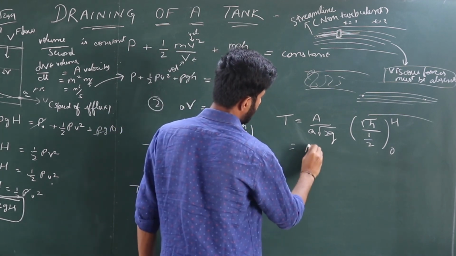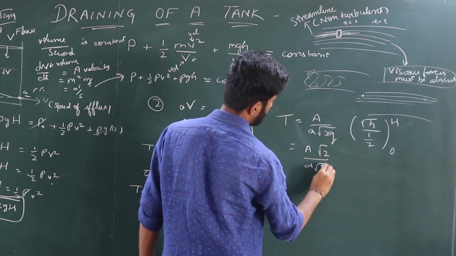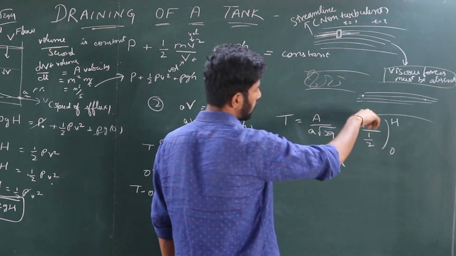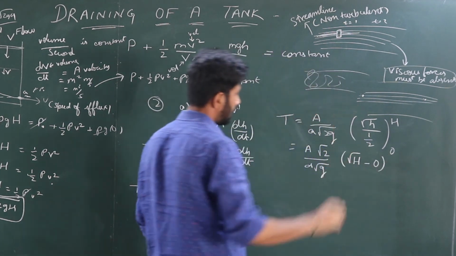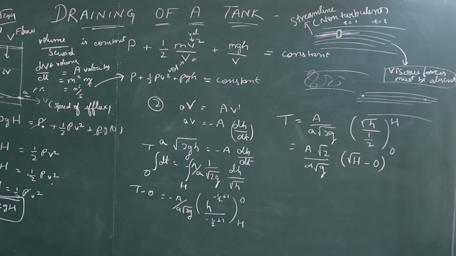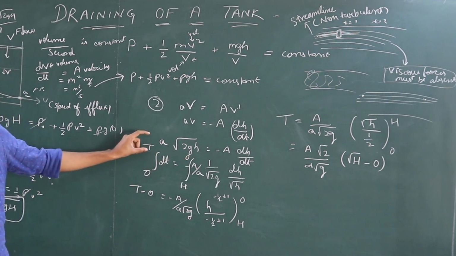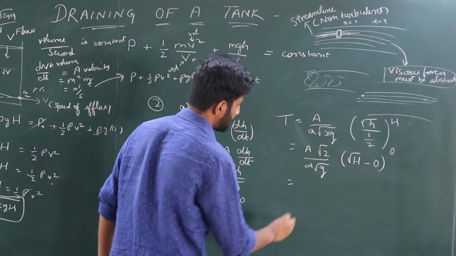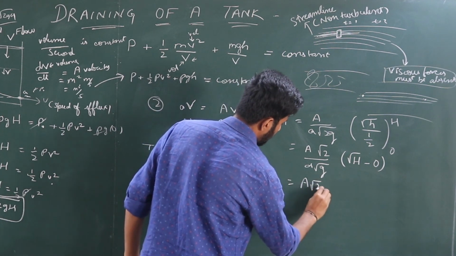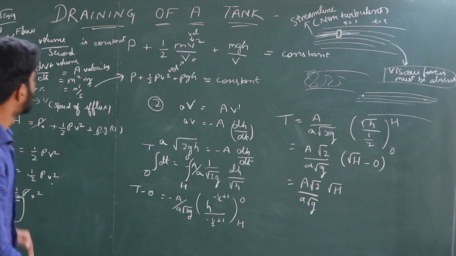So this 2 will go up and it will cancel out, and you'll have a root 2 divided by A root g, and you also have a root h, which when the limits are put in is root H minus 0. In fact, if I wanted to know after how much time it will reach some small h, instead of using 0 here, I would have used small h, and instead of capital T, I would have used some small t, and then I would have got the answer accordingly. So the answer to the question is a into root 2 into root H divided by A root g. This is the time required to empty the tank completely.